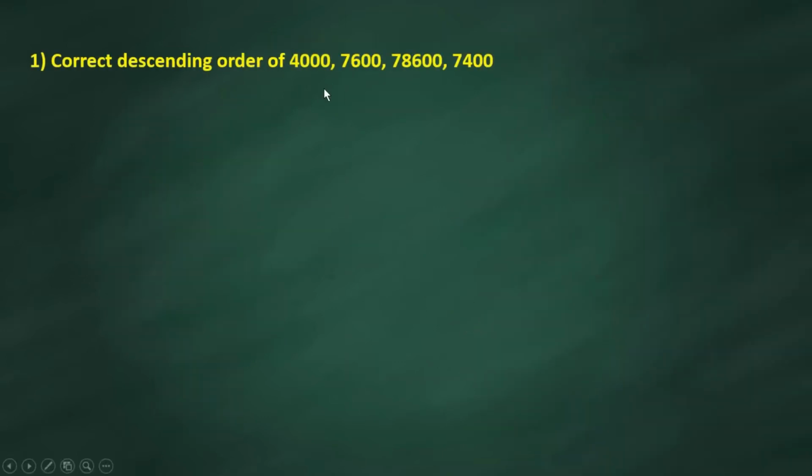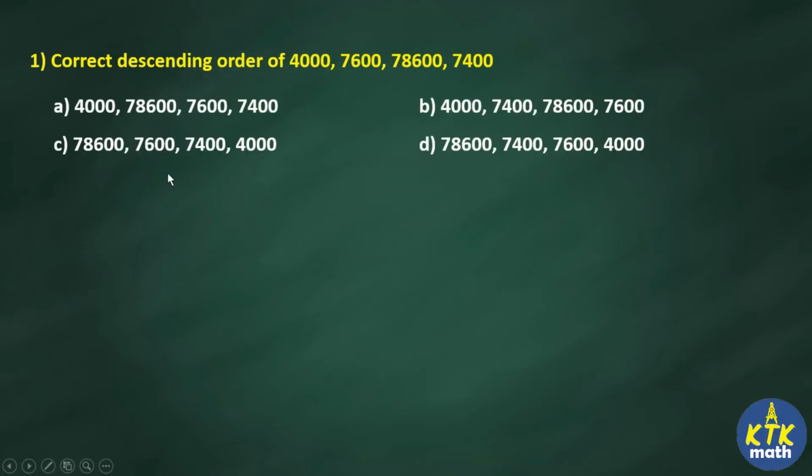Correct descending order of these numbers. They give four numbers there: 4000, 7600, 78,600, 7400. They are asking descending order. Just to check out the options here, which one is the descending order they are asking. So it's very simple one, just to check which one is the greatest number there. Okay, the greatest number is 78,600. So 78,600 is there in C. Okay, and then 7600, 7400, and 4000. So first one answer is option C, 78,600, 7600, 7400, and 4000.